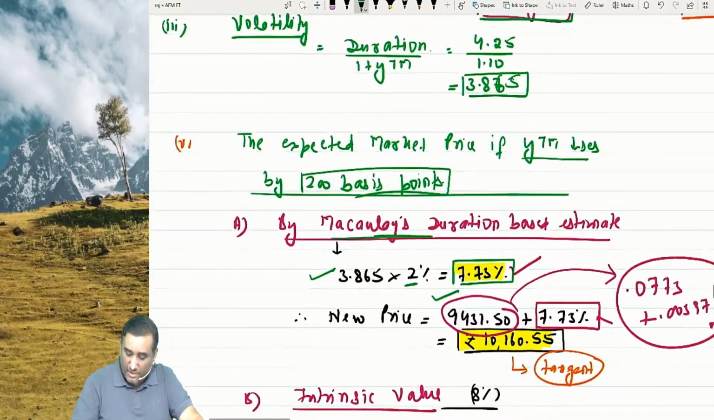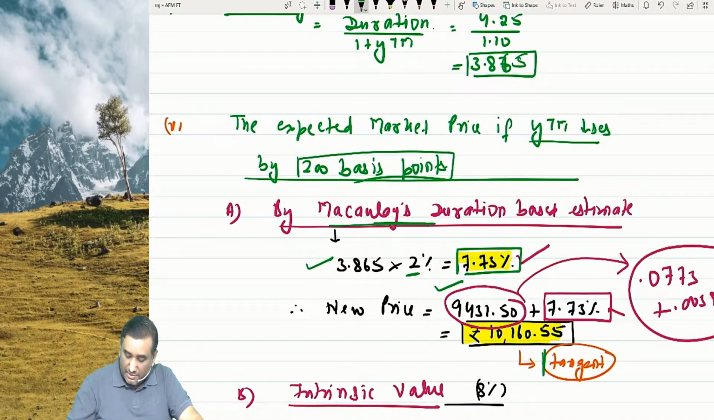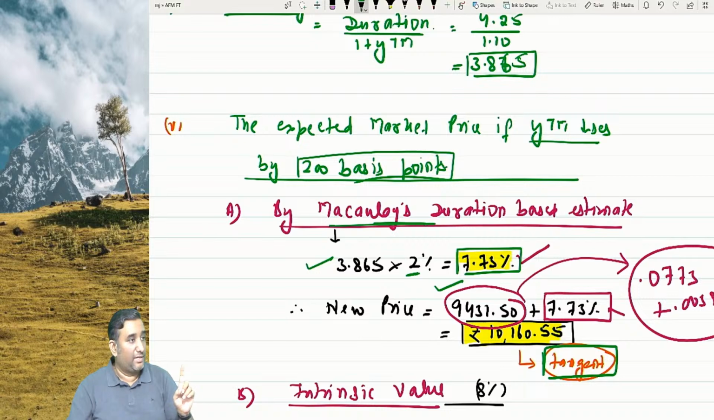This answer will fall where? Tangent. I have written here, it's a straight line. The answer which you will get on intrinsic value, you have to be mathematically sure at least that the answer would be higher than 10,160, because the answer on the curve would always be higher, because the curve and tangent touch at a single point. The tangent answer would always be lower, no matter whether the yield rate is falling or increasing.